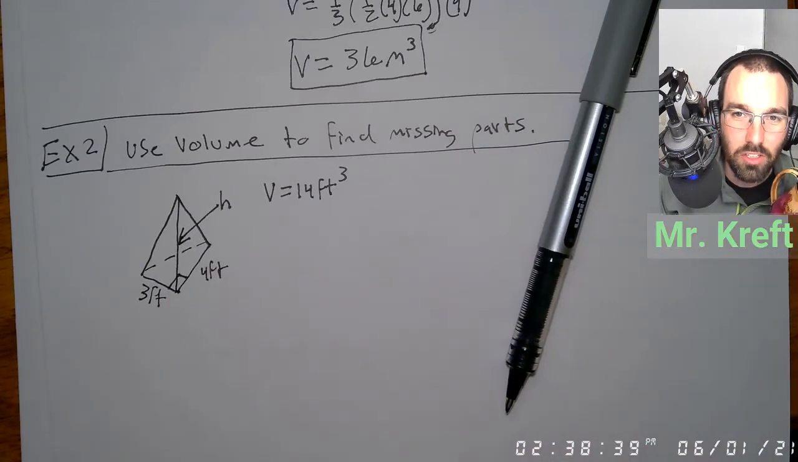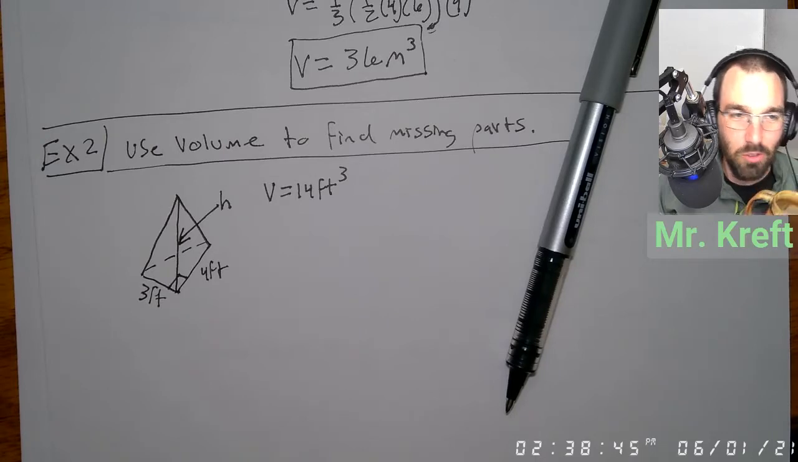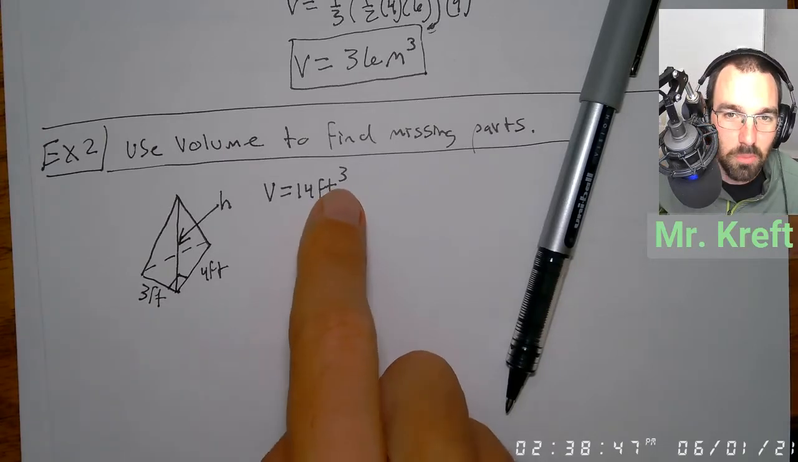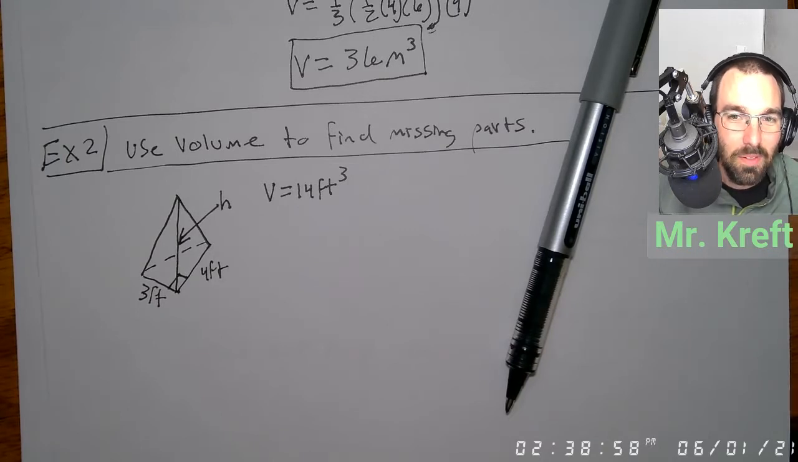English is weird because when we say cubic feet, we put the cubic before the feet, even though we write the 3 after the feet. So this would read as 14 feet cubed, but when we say it, we say 14 cubic feet. So English is weird. Blame that on English, not on math.